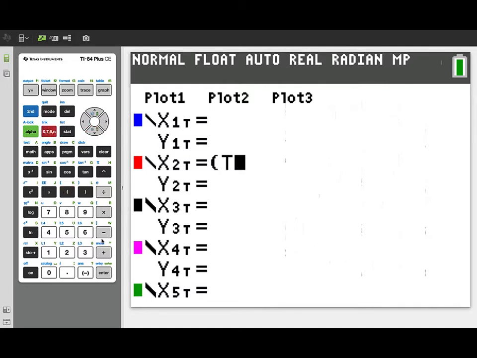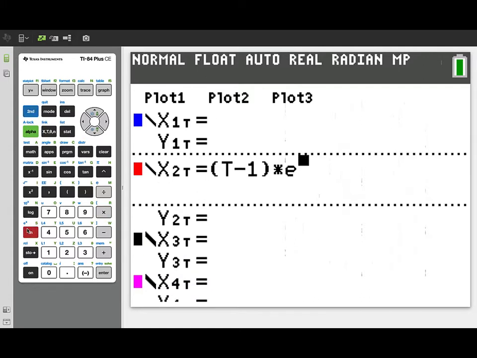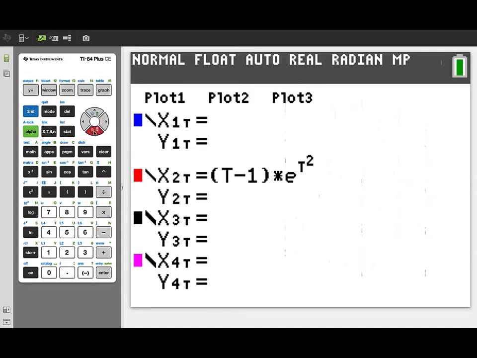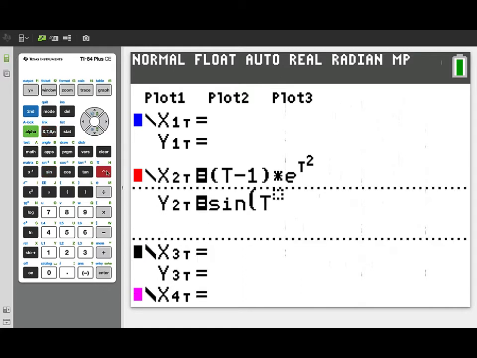So x2 of t, I'm going to enter the given x component of the velocity that was given in the problem. And that was the quantity t minus 1 times e raised to the t squared power. So we'll get that entered in for our x component of velocity. And now we can turn to the y-coordinate of the velocity. So y2 of t, will enter in here the sine of t raised to the 1.25 power.